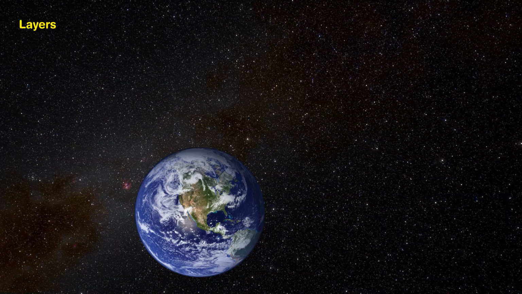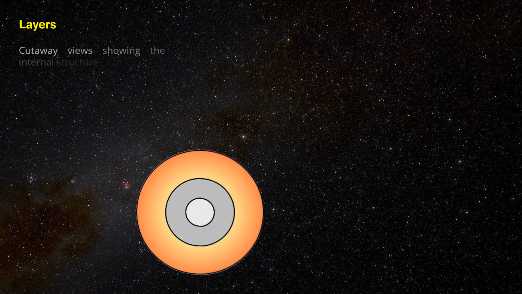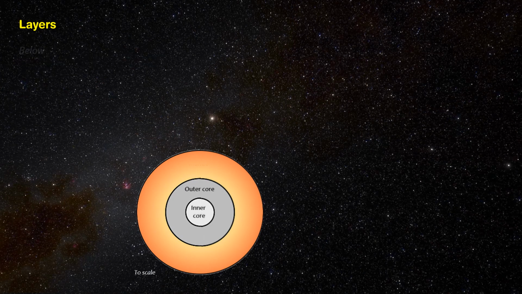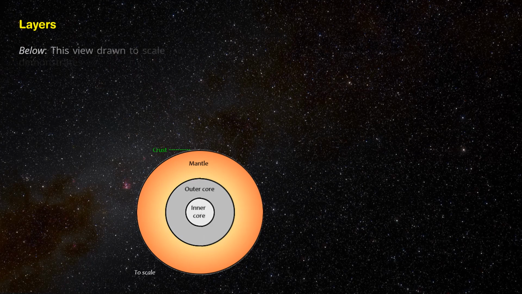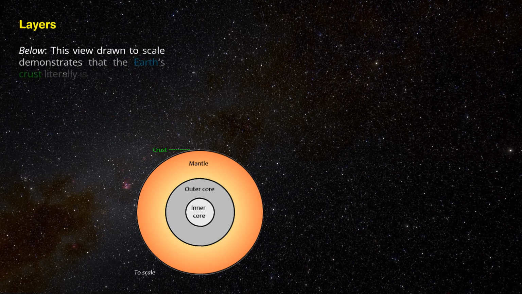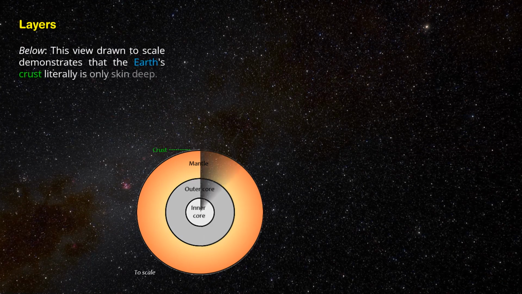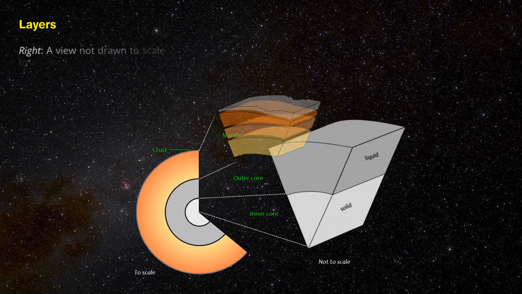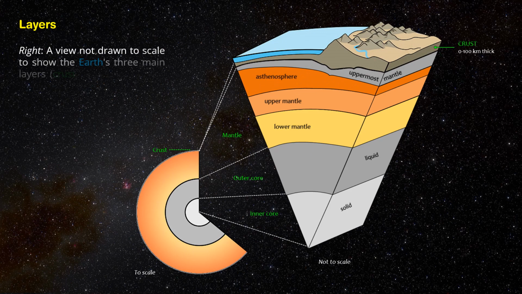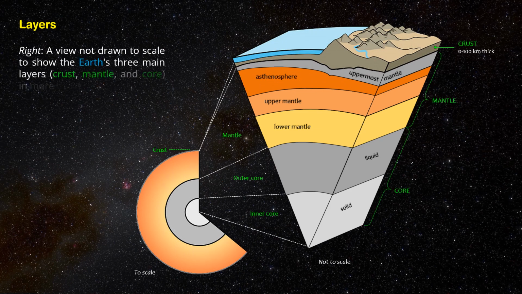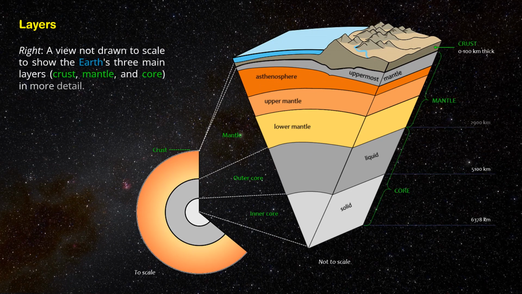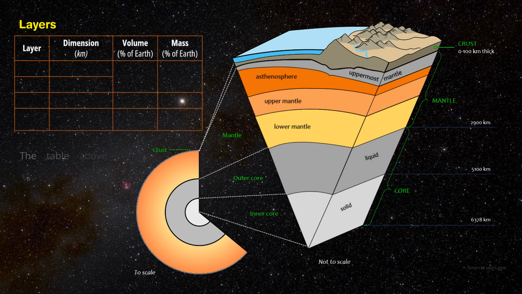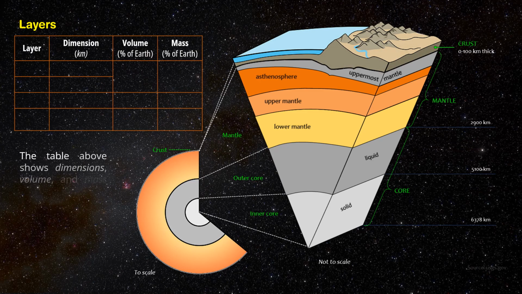Layers. Cutaway views showing the internal structure of the Earth. Below, this view drawn to scale demonstrates that the Earth's crust literally is only skin deep. Right, a view not drawn to scale to show the Earth's three main layers, crust, mantle, and core, in more detail. The table above shows dimensions, volume, and mass of each layer.